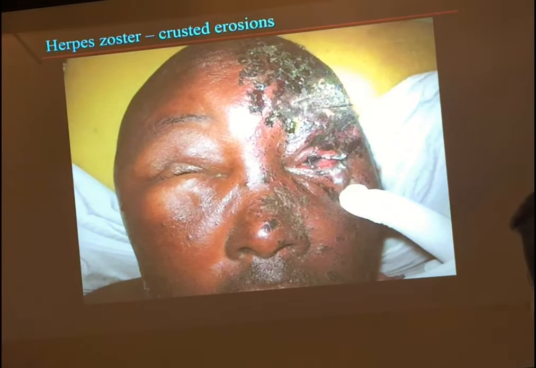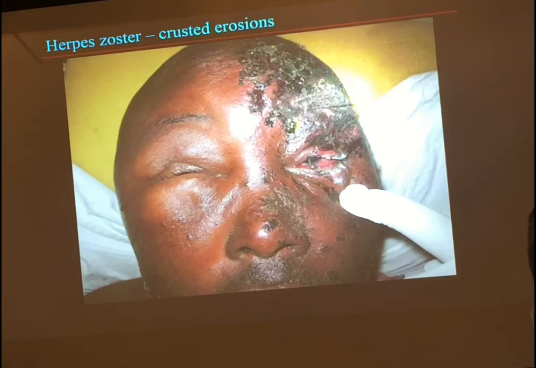I wanted to show you this because this is a picture of a Maasai tribesman, and this is zoster again. So you won't see the vesicles or the bullae. You'll see the erosions that are crusted, but it still has that midline drop off, right?